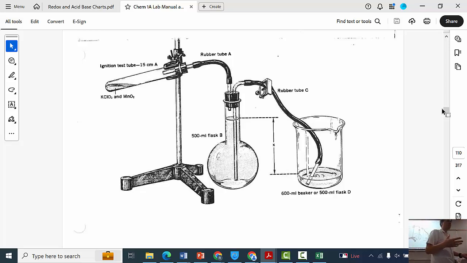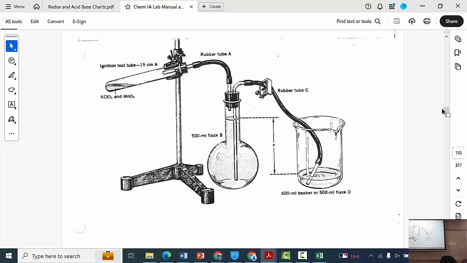In order for Avogadro's law to work, what has to be constant? The pressure has to be constant. And so what I need to do is a process called equalizing the pressure. So I have pressure of the air trapped in here, and then I have atmospheric pressure out here. Atmospheric pressure is pushing on the beaker. So what I'm going to do is make the two equal.